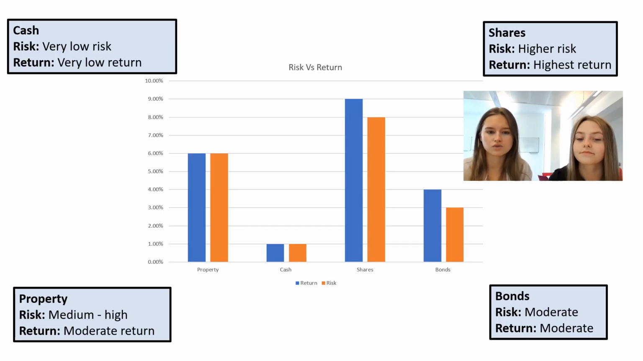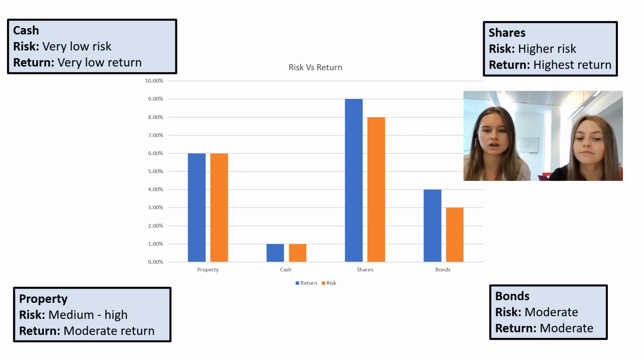So this is a graph that we've put together comparing the risk and return of each of the investment suggestions that we've suggested the client invest in. And as you can see, the shares and bonds have the higher returns in comparison to the risk. So that's why we've chosen to invest the most money into those two.